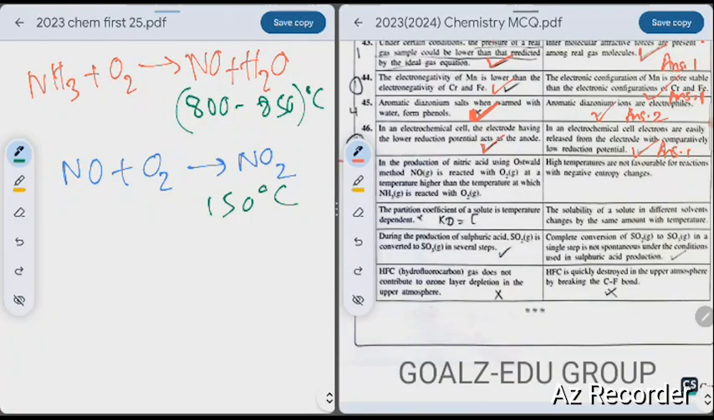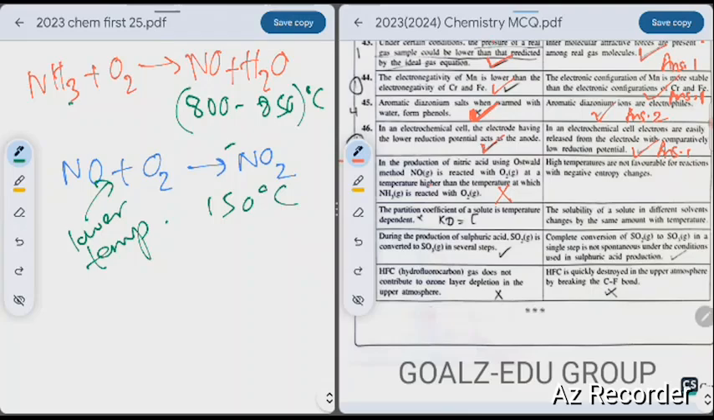So lower temperature is for this one. Here the temperature is lower for this reaction. What they say is, in the production of nitric acid using Ostwald method, NO is reacted with O2 at a temperature higher than NH3 with oxygen. No, NH3 with oxygen has a higher temperature, and next the formed NO is reacted with O2 to give NO2 at a lower temperature. So this is wrong.